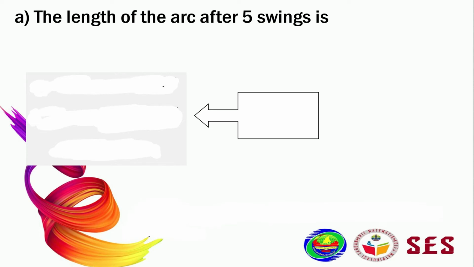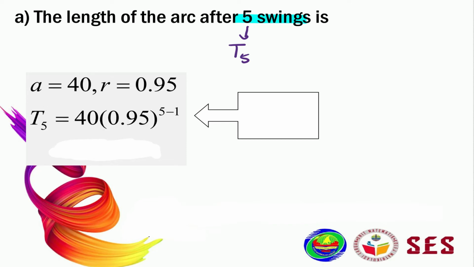So for the first question, the length of the arc after 5 swings is, so actually 5 swings is the value of T5. So we need to use the formula of geometric series, Tn is equal to ar to the power of n minus 1. And then we substitute the value, then we will get 32.58 centimeter.